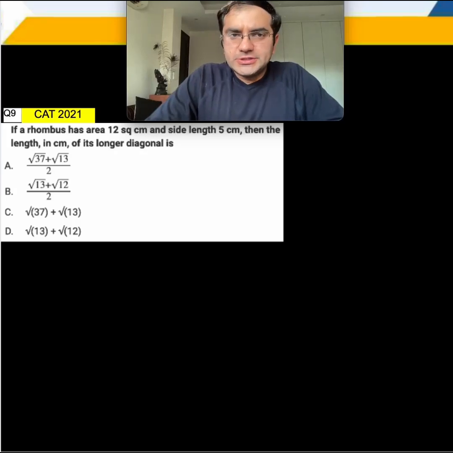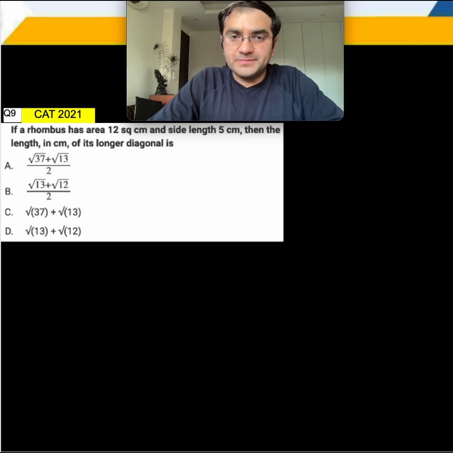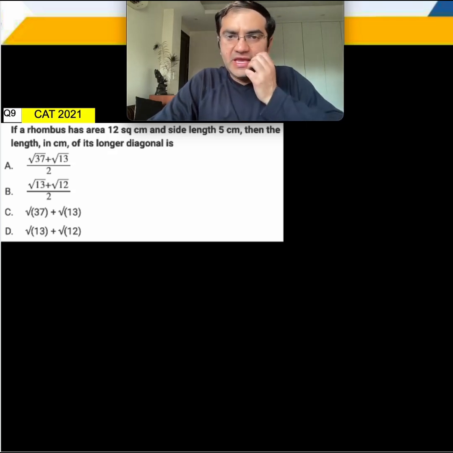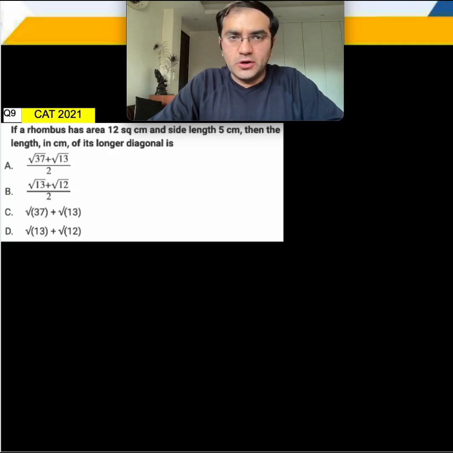This is a geometric question with a little bit of algebra included into it, so it therefore becomes a difficult question, and possibly for round 2 or maybe worth leaving. A rhombus has area 12, side 5, and we need the length of the longer diagonal.